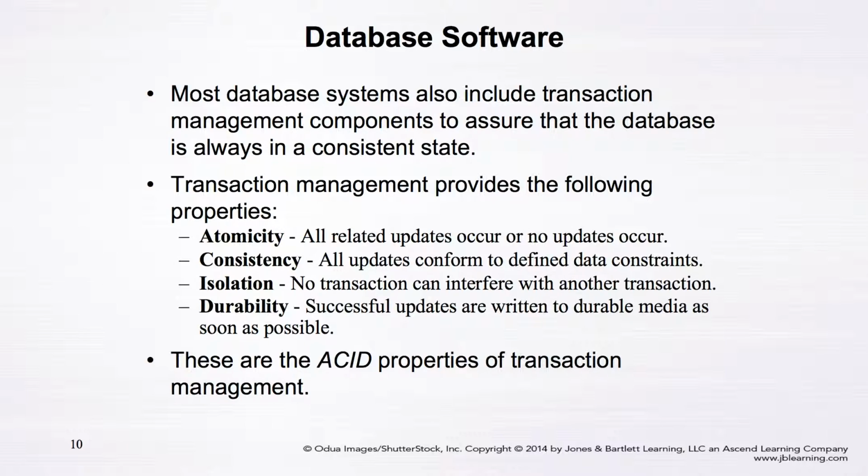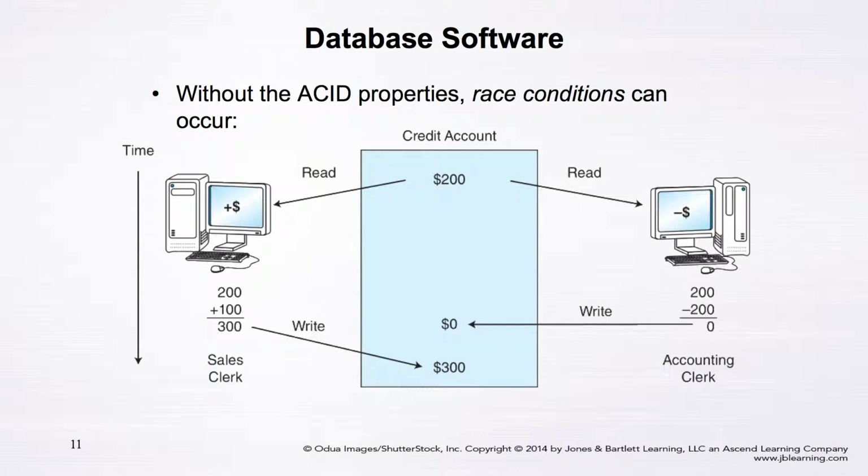So let's see what the benefit is of having these properties. Let's consider a scenario. We have two different users accessing the database. One is a sales clerk and the other one is an accounting clerk. For example, if we don't have the ACID properties, a race condition can occur. In this case, both of the users read the information, then do some kind of operation and write back into the database.